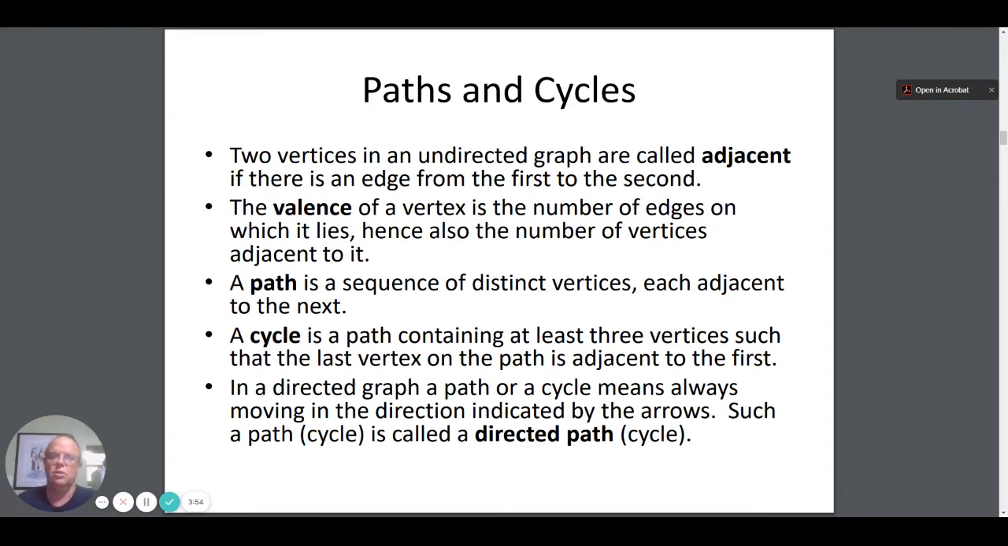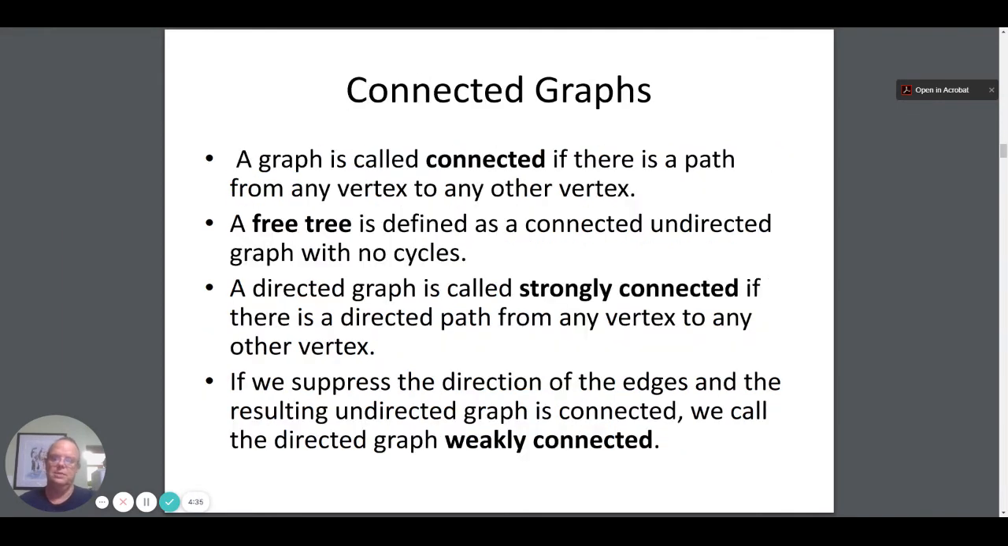Two vertices are called adjacent if there's an edge from the first to the second, and the valence of a vertex is the number of edges on which it lies. So the number of vertices that are adjacent to it. A path is a sequence of distinct vertices, each adjacent to the next, that allows you to go from one location in the graph to another. And a cycle is a path that contains at least three vertices, such that the last vertex on the path is adjacent to the first. In a directed graph, a path or cycle means always moving in the direction indicated by the arrows. So you can't go the opposite way down a one-way street. Such a path is called a directed path.